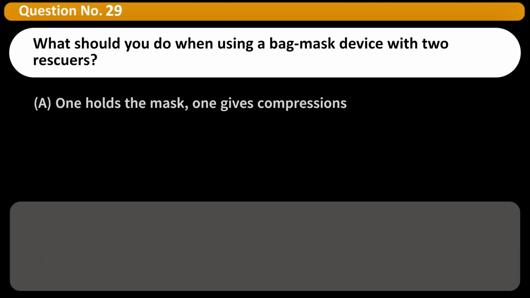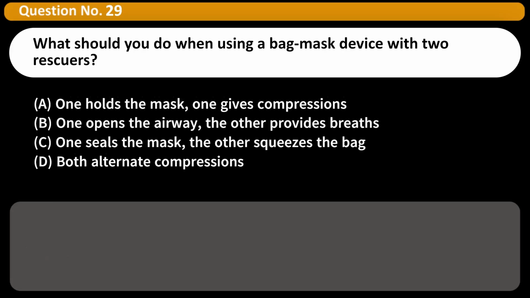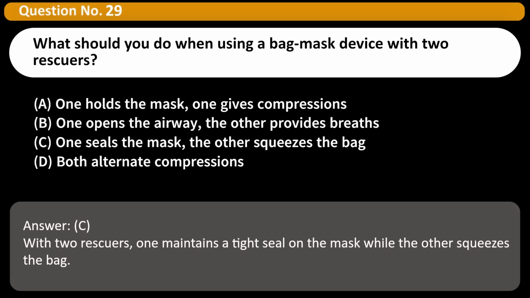What should you do when using a bag mask device with 2 rescuers? A. One holds the mask, one gives compressions. B. One opens the airway, the other provides breaths. C. One seals the mask, the other squeezes the bag. D. Both alternate compressions. Answer: C. With 2 rescuers, one maintains a tight seal on the mask while the other squeezes the bag.